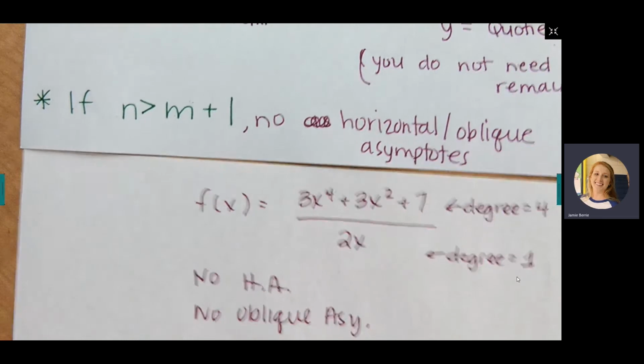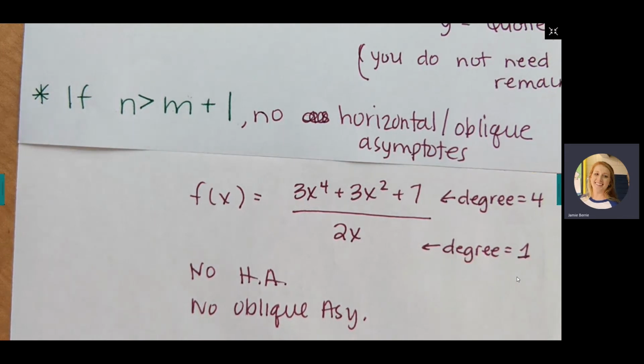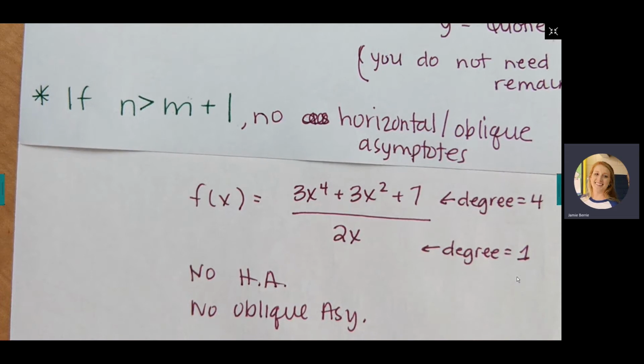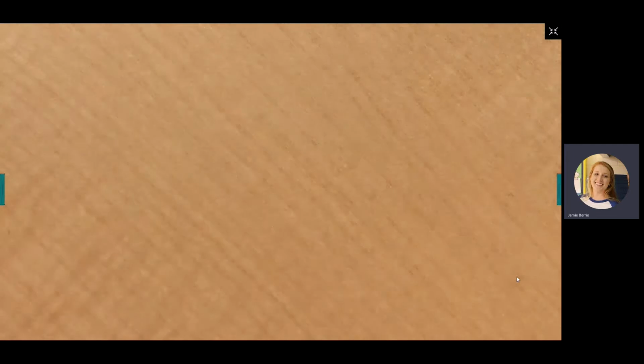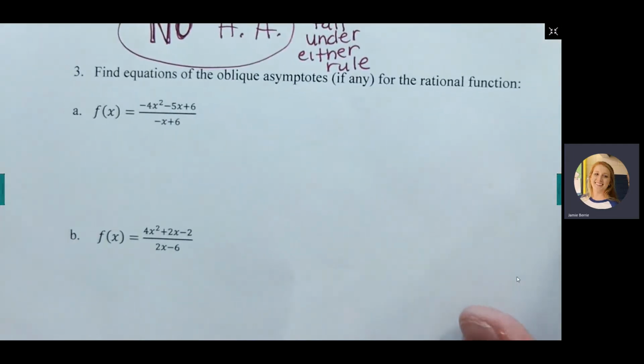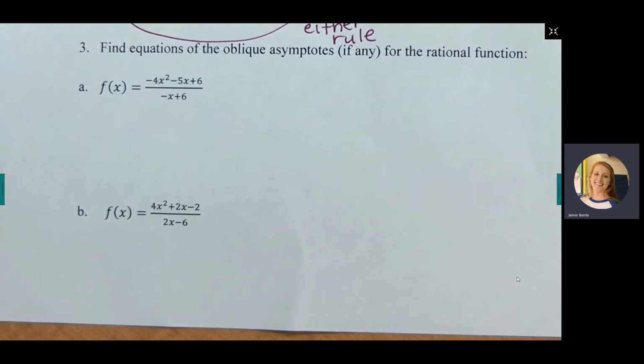Right, so if that degree in the top is more than the degree in the bottom plus 1, then you don't have to worry about horizontal or oblique asymptotes. These are going to take us the longest, but I'm going to show you some examples of how you can make small adjustments and make anything work with synthetic division.